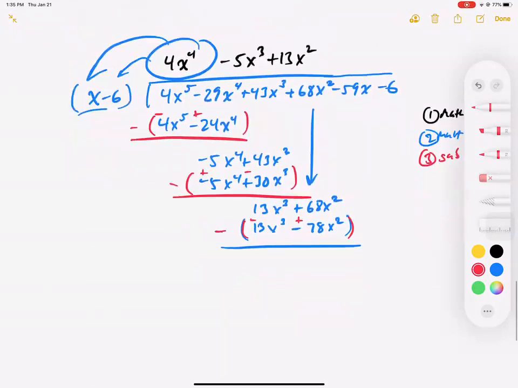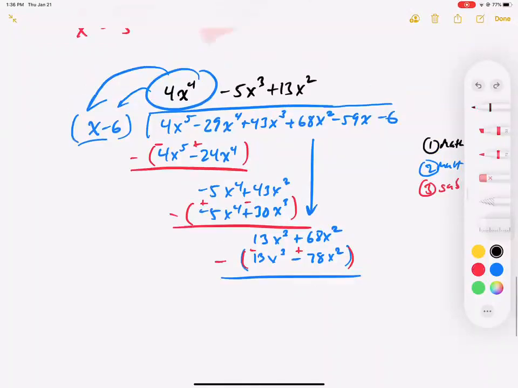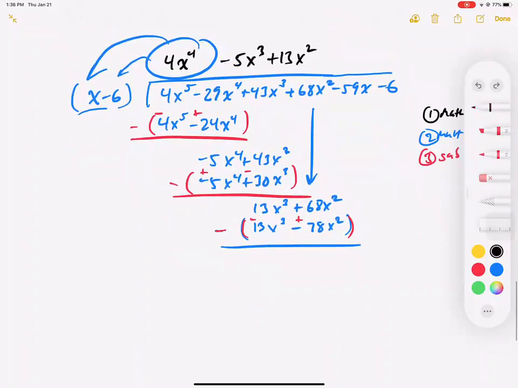Okay, we're good. We'll just keep going. There's going to be a huge number at the end. We're going to end up with 146x squared. Okay, 146x squared. Bring down the next term.